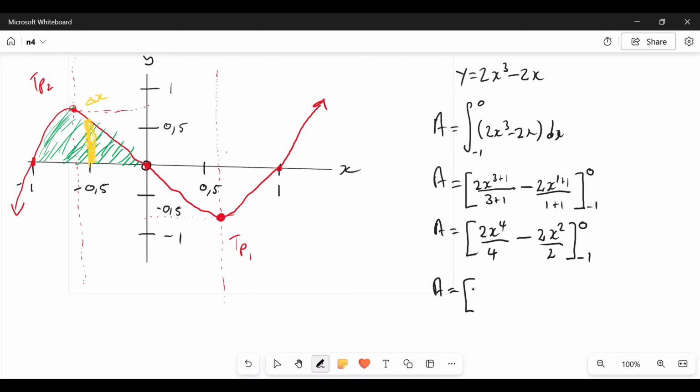On the first term, we have x to the power of 4 divided by 2, because 2 divided by 4 is half, minus 2 divided by 2, then we have x squared, and this one here we can say is for the upper limit. You're always going to subtract the same integral with the lower limit, so we're going to have x to the power of 4 divided by 2 minus x squared, open bracket, now minus 1.